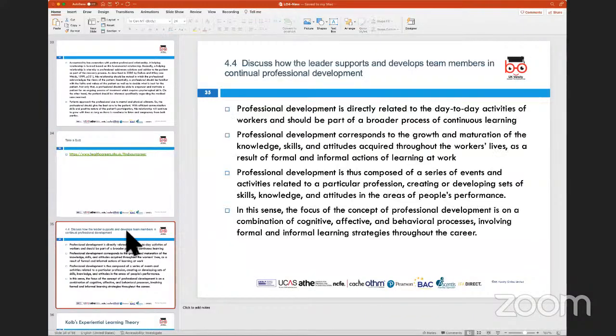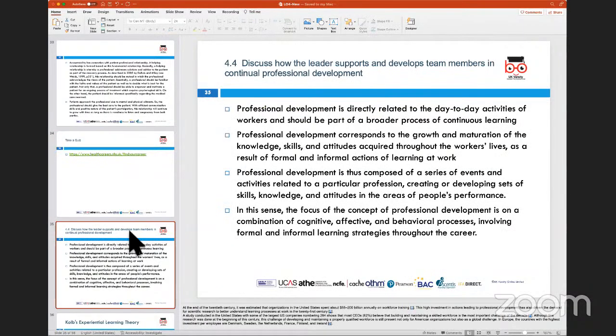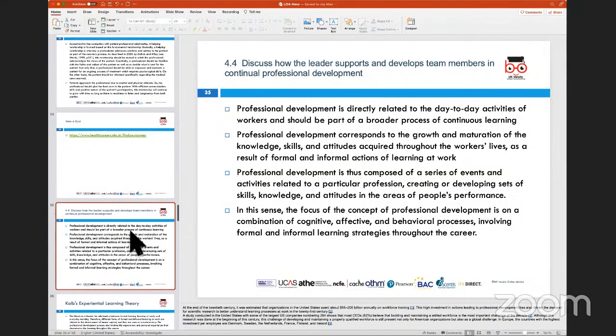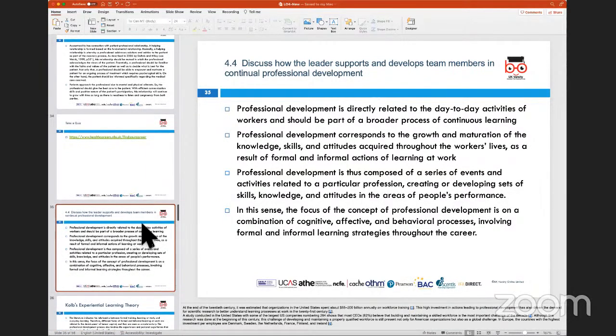And this is going to be helpful for the next set of discussions that we want to have for assessment criteria 4.4, wherein it talks about the concept of continuous professional development or career professional development. Now, when we talk about professional development, this is directly related to the day-to-day activities that you carry out as a worker, as a colleague within the National Health Service or the health and social care sector.